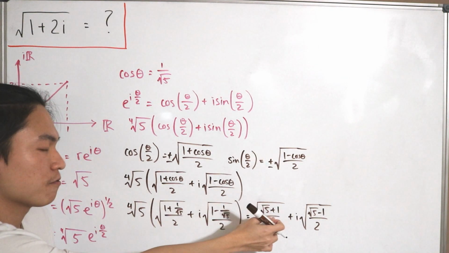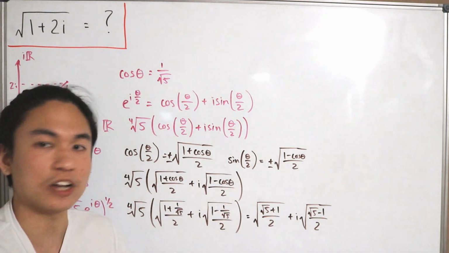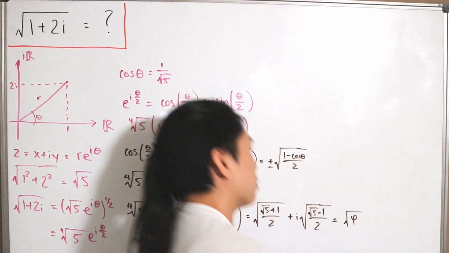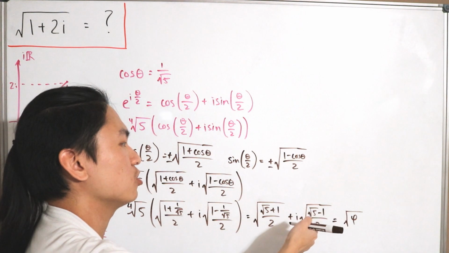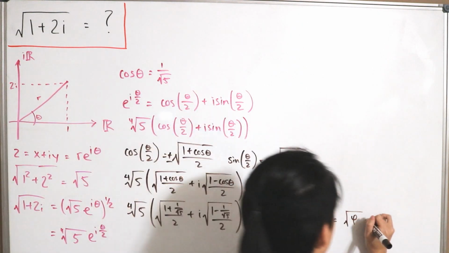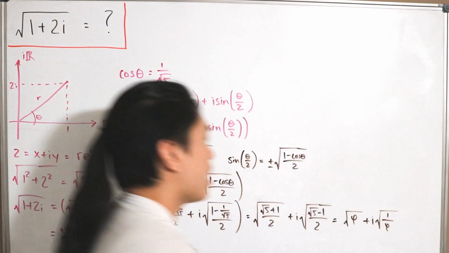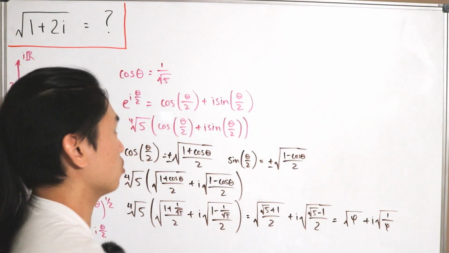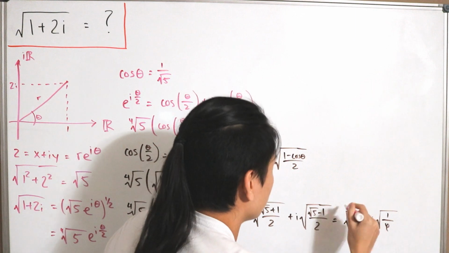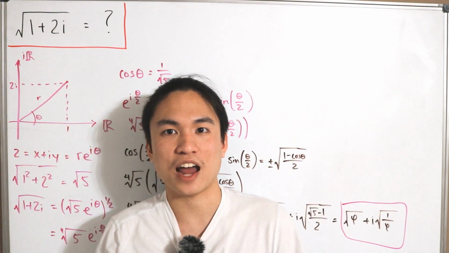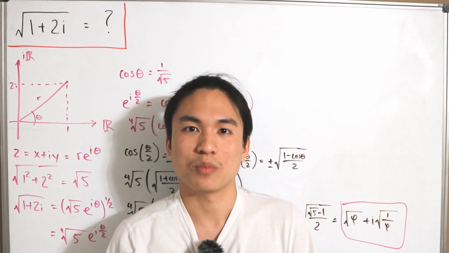If you notice that from this side, this is actually the golden ratio number, so that can be written as the square root of the golden ratio number phi. And then over here, this is actually just the reciprocal of that. So add this with i times the square root of 1 divided by phi. And so therefore, that is our final answer to the square root of 1 plus 2i, that special value that is indeed an amazing exercise just like that. So yeah, that's pretty cool if you ask me.